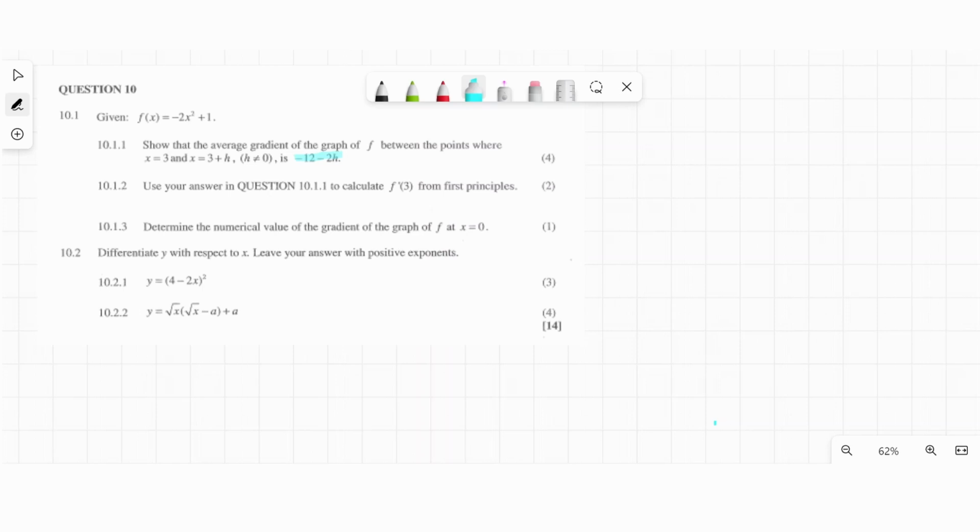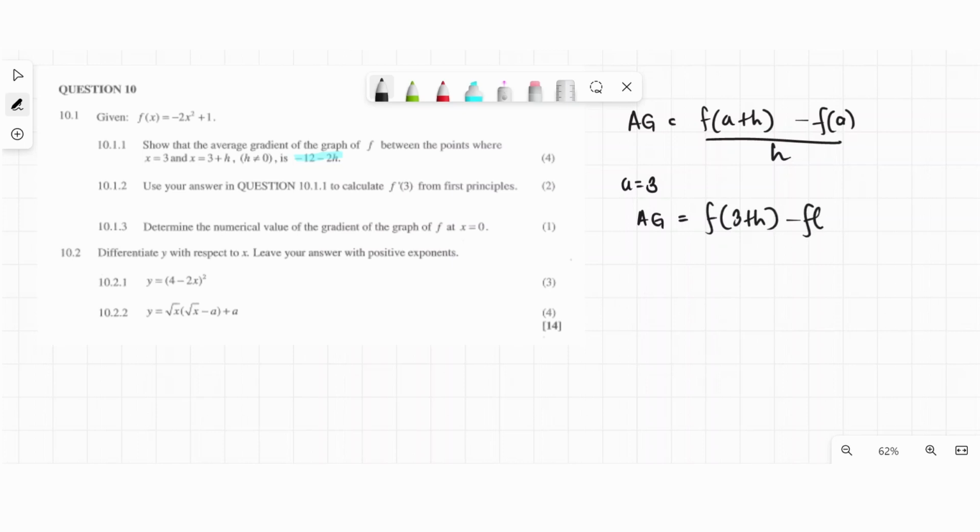So we need to prove the fact that the average gradient is equal to negative 12 minus 2h. So what's average gradient? The formula for average gradient, which I'm going to call AG, is equal to f at a plus h minus f at a, divided by h. But here we know they gave us a as being equal to 3. So we can say average gradient is equal to f at 3 plus h minus f at 3, divided by h.